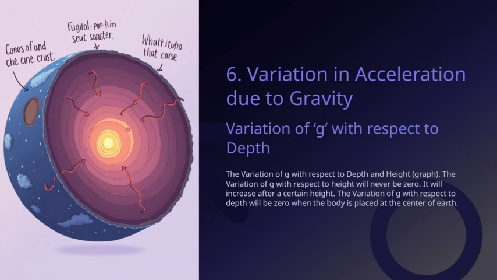Now, shifting our focus to depth, when a body is placed exactly at the center of the Earth, the variation of g with respect to depth becomes zero. This is because, at the center, the gravitational forces from all directions balance out, resulting in zero net acceleration due to gravity. Understanding these variations is crucial because they help us grasp how gravity behaves not just on the surface, but throughout the Earth's interior and at different heights. It also ties into our broader discussion on gravitational forces and their dependence on position.